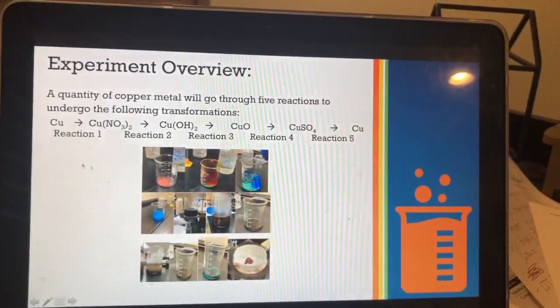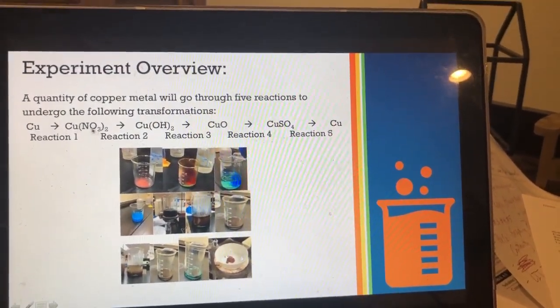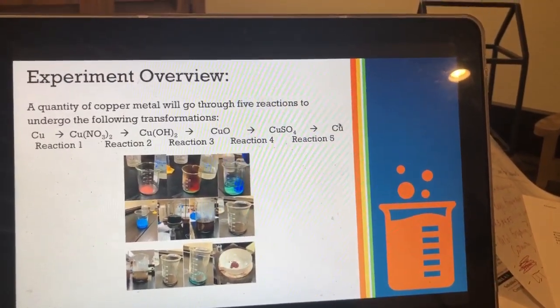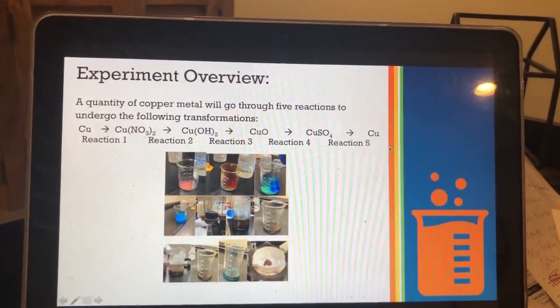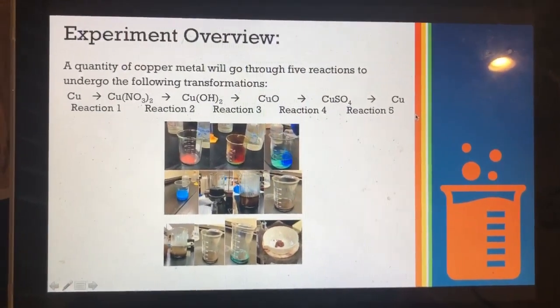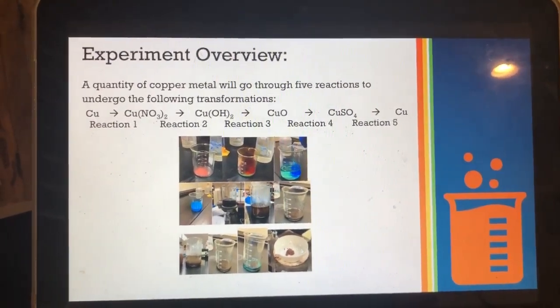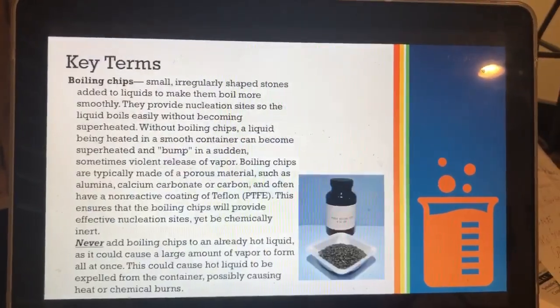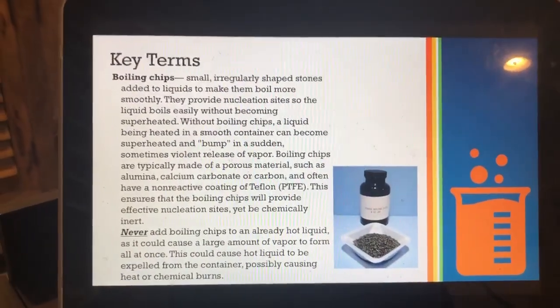We're going to go through a series of reactions. So we're going to react it with some stuff, we're going to get some products, and then we're going to finally get some copper at the end. We're going to go through 5 reactions, and it's going to change forms. This is actually one of the coolest labs we do, but unfortunately you're not able to actually do it in the lab. Okay, so we're going to be using boiling chips.